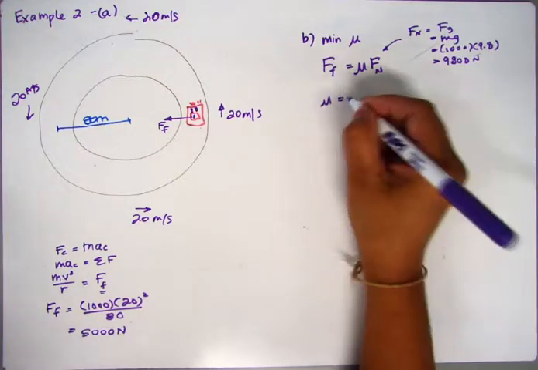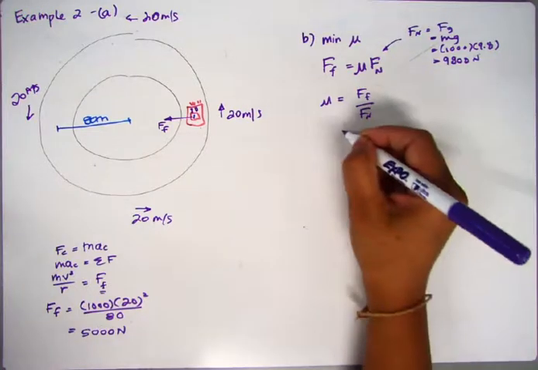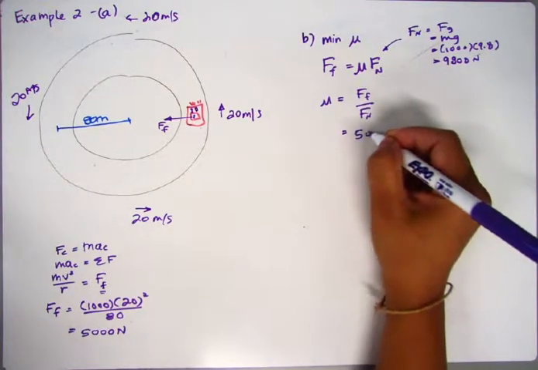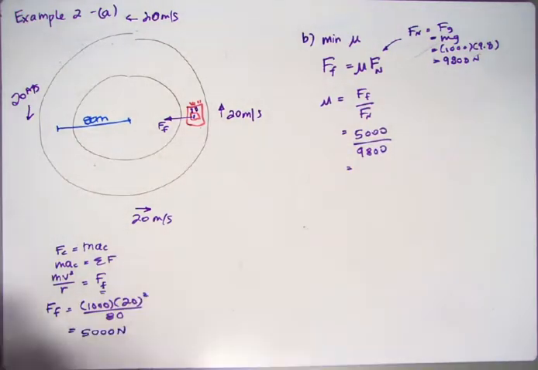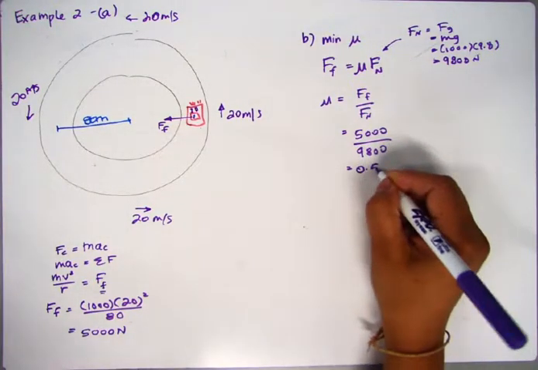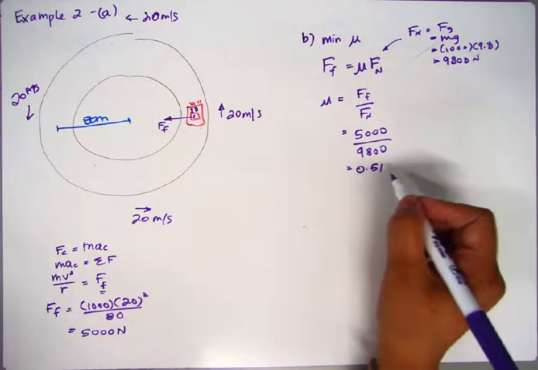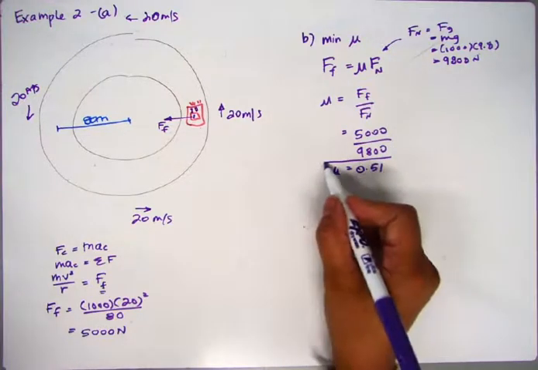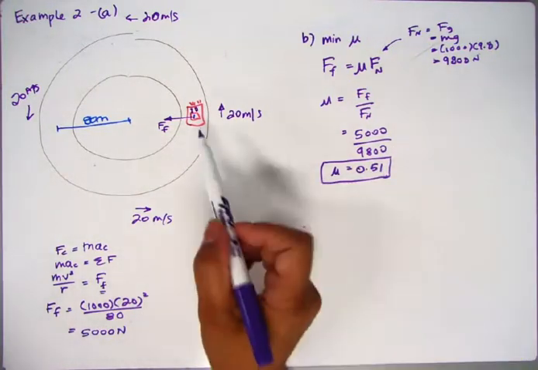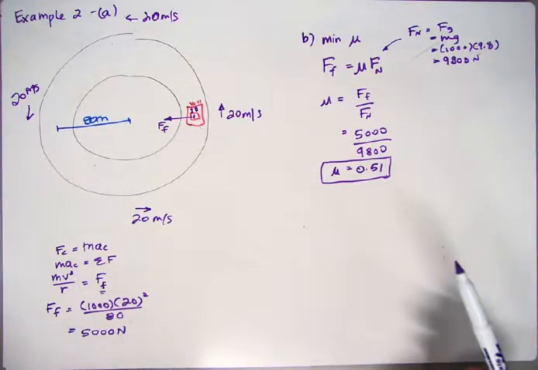So in our example, we can solve for mu. It's just the force of friction over Fn, and we get 5,000 divided by 9,800, and we end up with 0.51. There are no units for coefficients because it's just a ratio of the two forces. So what we know is that the coefficient between the tire and the road has to be at least 0.51.